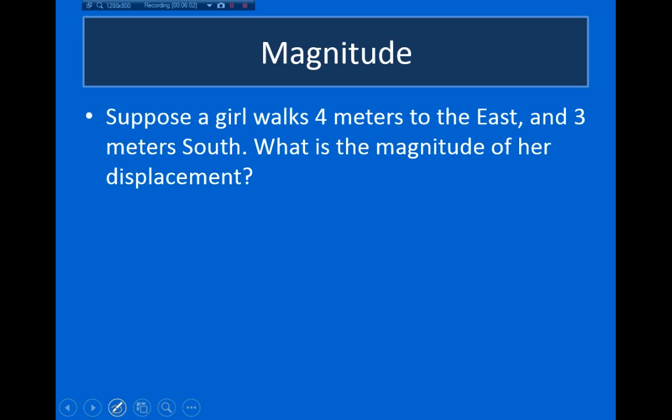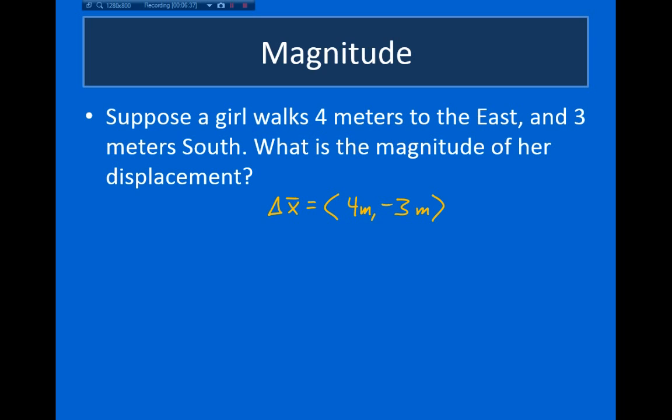So let's look at a simple example. Suppose a girl walks 4 meters east and then 3 meters south. What will be the magnitude of her displacement? Here we've got a displacement vector. If we wanted to write this in component form, it's going to be 4 meters east, and then 3 meters south. So if I say north is the positive direction, then the component along the north-south direction is -3 if north is positive.